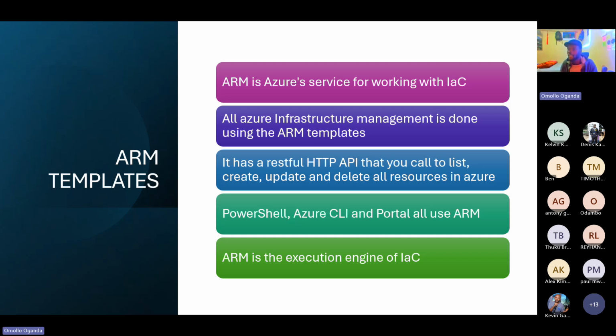Now, this ARM is the execution engine of IaC, because everything in the last step will be transformed or transpiled into what we call the Azure Resource Manager templates. And we're going to see what an ARM template looks like in real life.